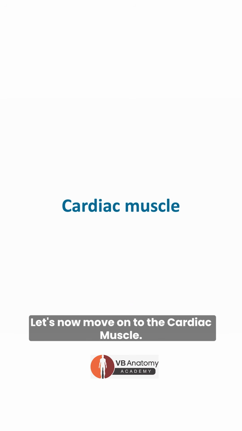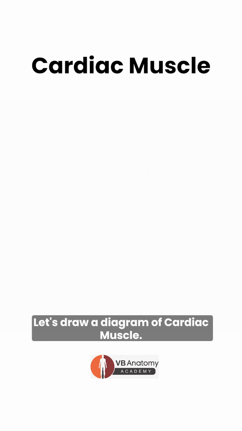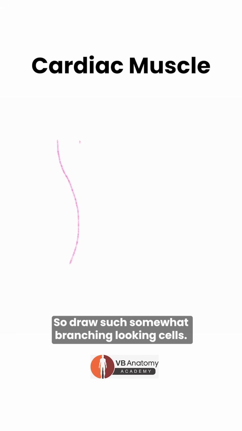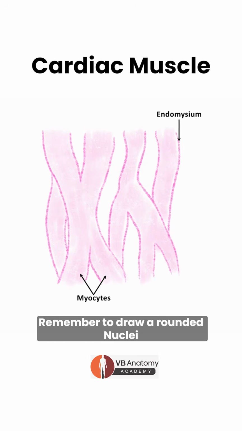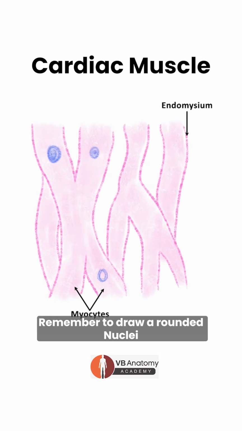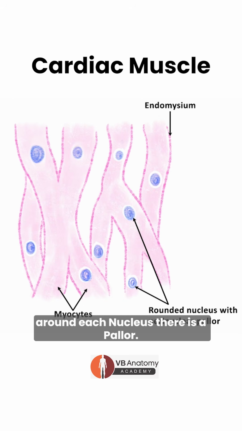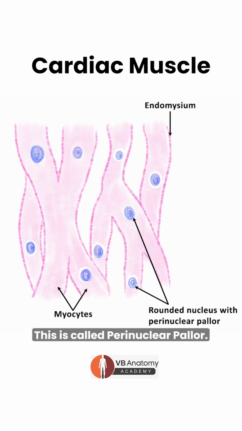Let's now move on to the cardiac muscle. Let's draw a diagram of cardiac muscle. So draw such somewhat branching looking cells. Remember to draw rounded nuclei. Around each nucleus there is a pallor. This is called perinuclear pallor.